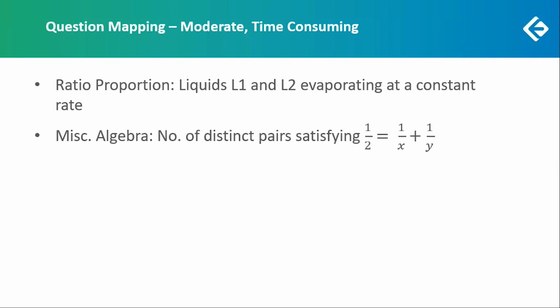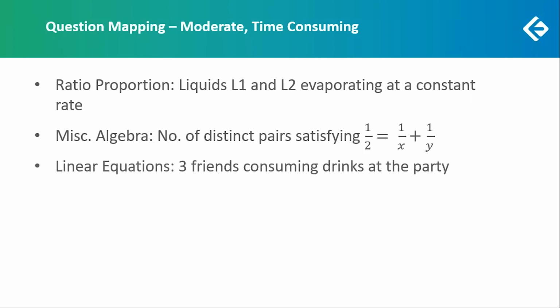Next were questions on miscellaneous algebra, where we had to find the number of distinct pairs satisfying 1/2 = 1/x + 1/y. Here one might try different integer values of x and y such that the sum of 1/x and 1/y is 1/2. This might take some time, but there is another approach that can be tried, which is working with percentage equivalence, and you might be able to save some time if you use it here.